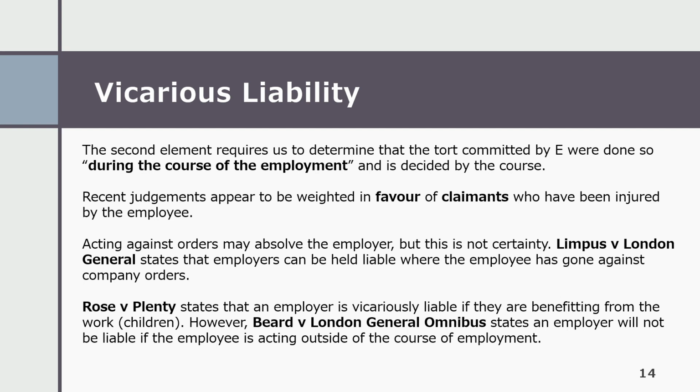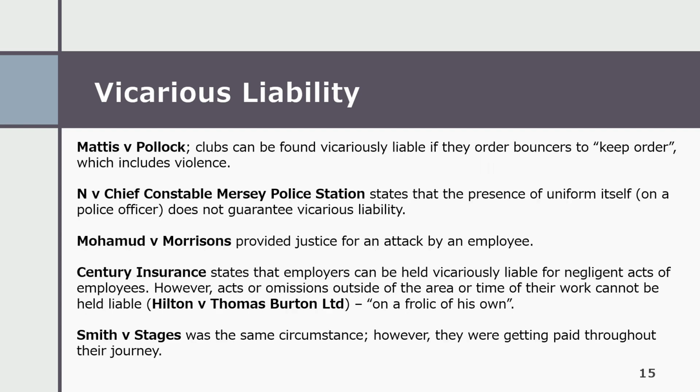However, Beard v London General Omnibus states that an employer will not be liable if the employee is acting outside of the course of employment, so on a frolic of his own, for instance. So in Hilton v Burton Limited. Matters v Pollock, clubs can be found vicariously liable if they order bouncers to keep order, which includes violence. Mersey Police v Chief Constable states that the presence of uniform itself on a police officer does not guarantee vicarious liability. So you can use this widely, however, just for contextual purposes, it is on a police officer. So take that as you will and apply it appropriately.